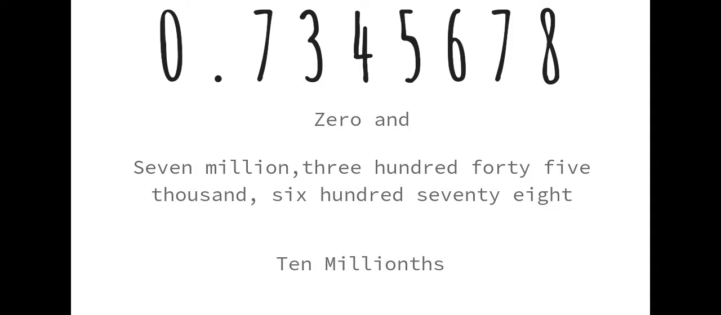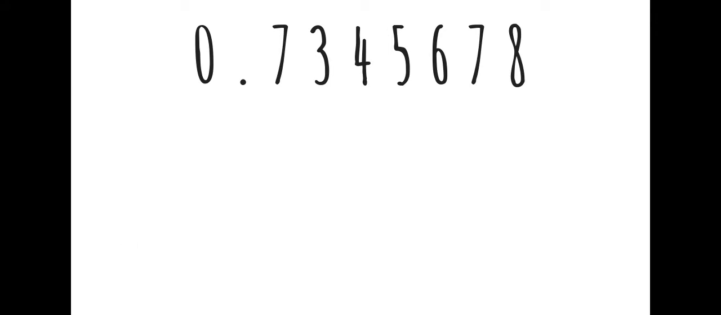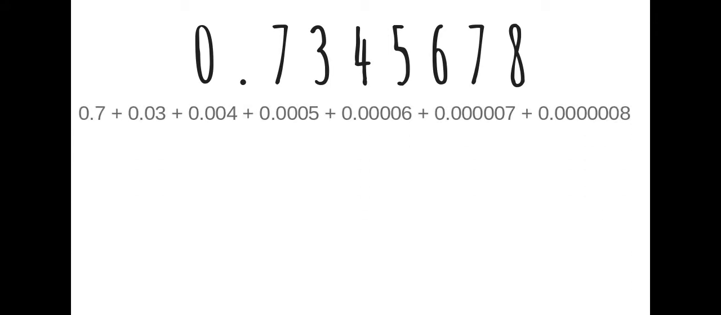7,345,678 10 millionths. Here it is written out. 0 and 700,345,678 10 millionths. Phew, is that a mouthful? All right, but now it's time to look at expanded form.